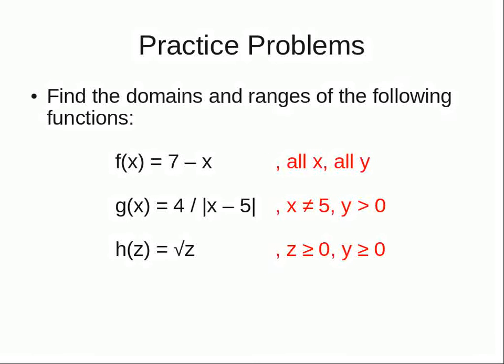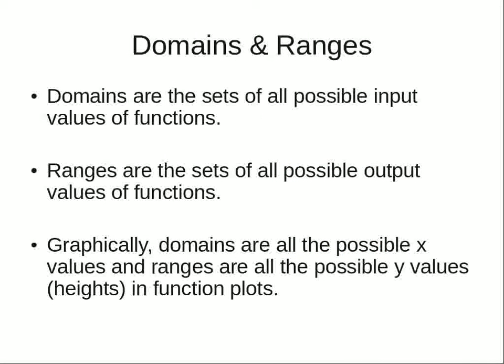For the second function, the domain is all values except for 5. All right? The range is all values greater than 0. And then for the last function, the domain is all values greater than or equal to 0. And the range is all values greater than or equal to 0 as well. All right, discussion. Domains are the sets of all possible input values of functions. Ranges are the sets of all possible output values of functions.